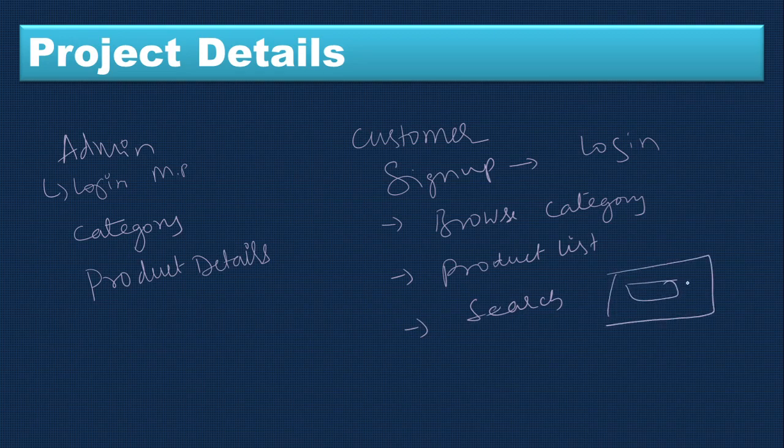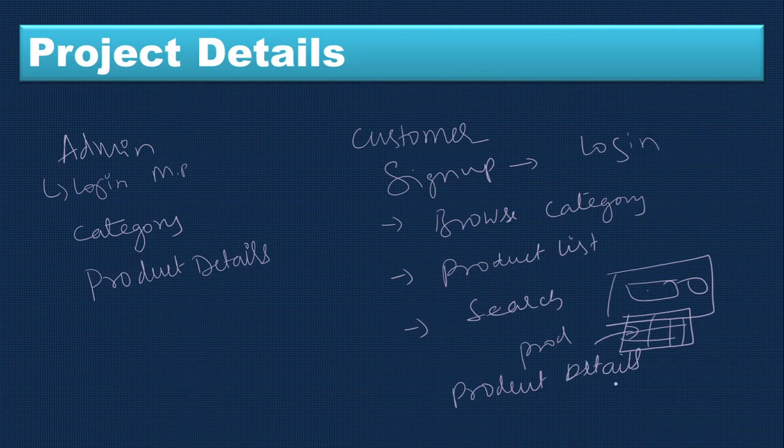So there is a search option. When you click this, the product list will come. When you select a particular product, the product details will come, so we can read all the details here. Based on that, you can place an order. Then you have to go to view cart and complete the process.